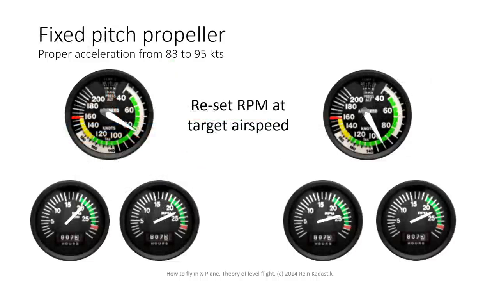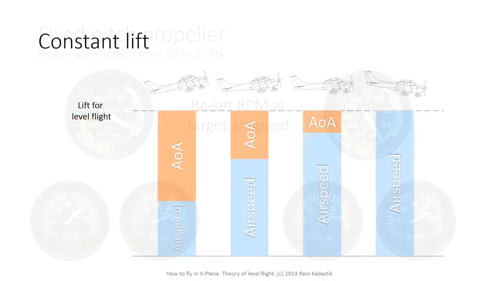With this slide, I want you to memorize that whenever the airspeed is changing, then the engine RPM is also changing. And whenever the desired airspeed has been reached, the engine RPM has to be reset to the proper value in order to stop the airspeed changing.